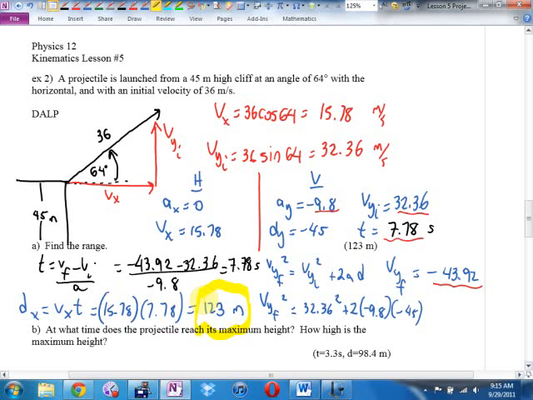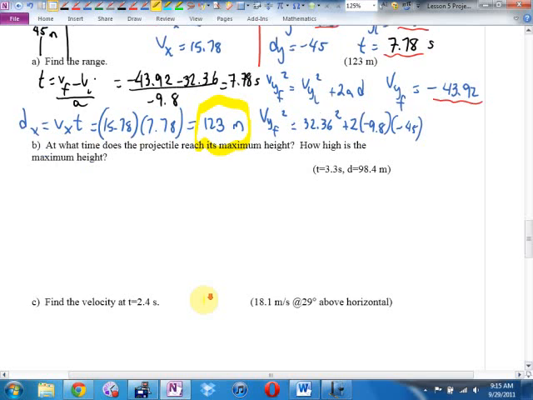B. At what time does the projectile reach its maximum height? Oh. Height, vertical, vertical, vertical. Really quickly, let's write down AY equals negative 9.8. VY initial was 32.36. They want me to find time. Oh, and there's one more thing I know. At the maximum height at the top, what do I know? VY final is 0.